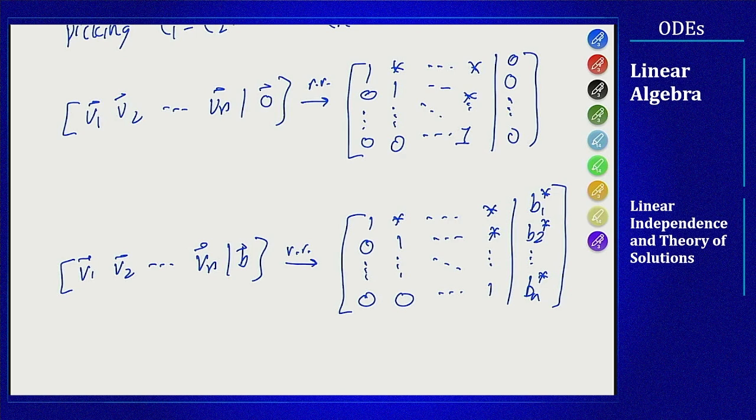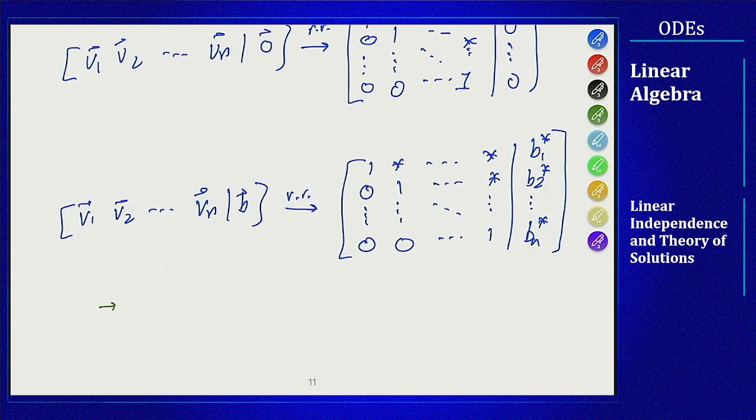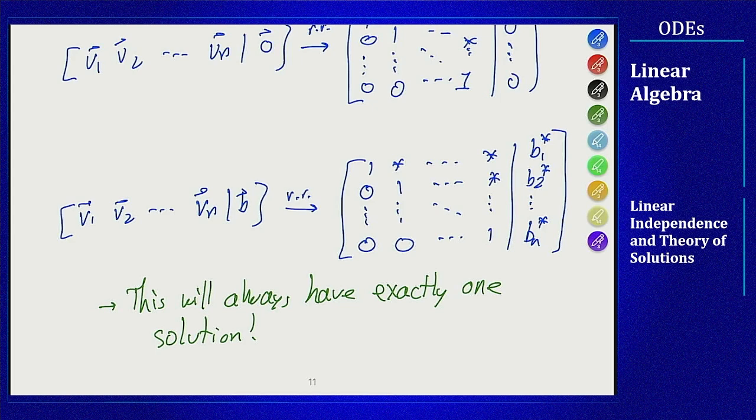So we'll do all these changes, we'll follow the steps through and do them as they're supposed to, and we get to here. What do I see from this? I see that I will have exactly one solution here. I can pick Cn to be this Bn star, and I can back solve all the way back up to solve for all the other Cs. So this will always have exactly one solution. It does not matter what b is. It doesn't matter if b is 0 or some other vector. I will always get exactly one answer here because the fact that I get one answer only depends on the vectors themselves and not on the right-hand side b.